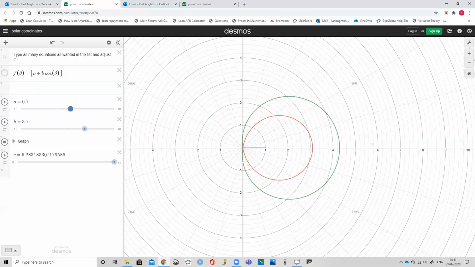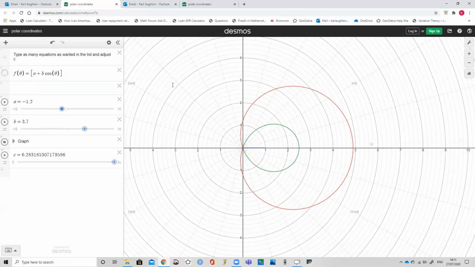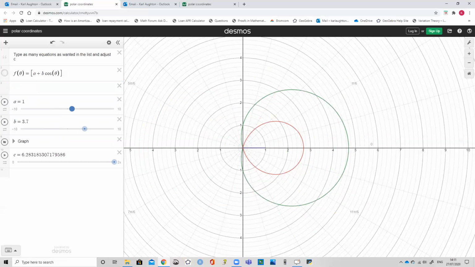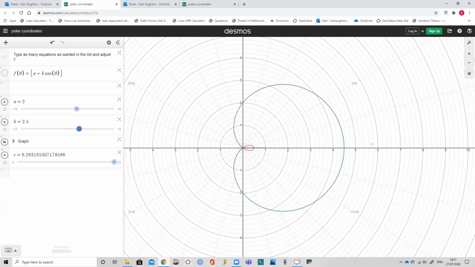Now we'll deal with some special cases in a minute, but the first one is we could make the a and the b the same. So let me make it 2 plus 2 cos theta. This is still a limacon, but it doesn't have an inner loop this time. In fact, this is called a cardioid. It looks like a heart. So when the a and the b are the same, it looks like a heart.